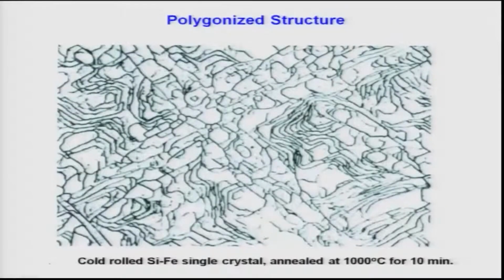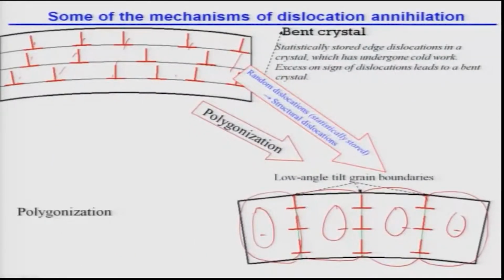See, this is a polygonized structure in a silicon iron steel, actually single crystals, which was deformed and annealed for about 10 minutes at 1000 degrees Celsius. As you see here, a lot of small angle boundaries, obviously because a polygonized structure means these dislocations get arranged in a particular fashion, like on top of each other, and this forms a low angle tilt or twist boundary. So, that is what you see here.